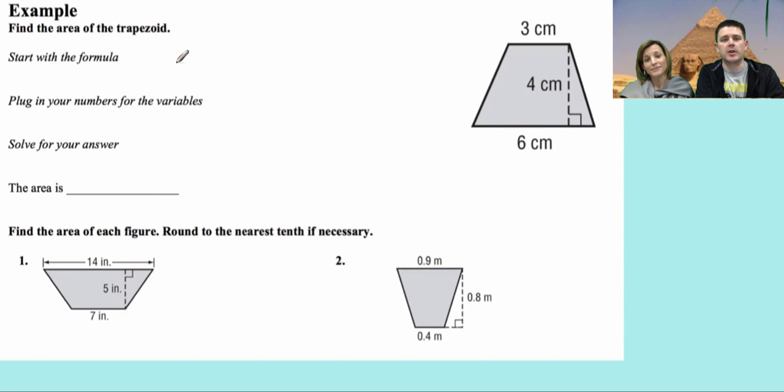So start with our formula. Our formula is base 1 plus base 2. So we're going to add the two bases together, the sides that are parallel. We're going to multiply times our height, and then we're going to come back and divide it by 2.